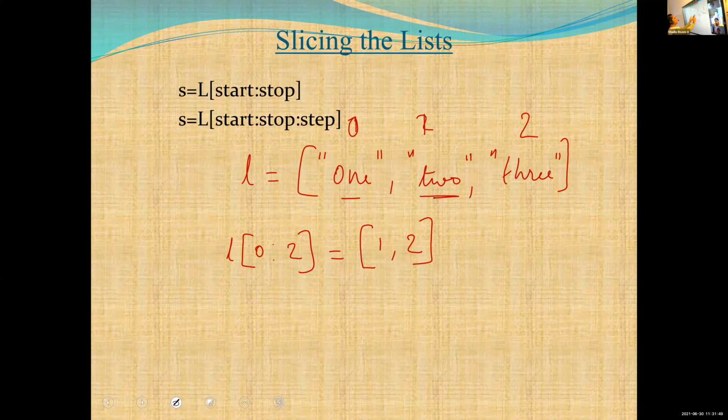Then we replace this 1 and 2 with which values? Integer 1 and 2. For that we just write L of 0, 2 equal to, within square brackets, write the new values 1, 2. So after executing this statement, if we write print L, the output is 1, 2, 3.